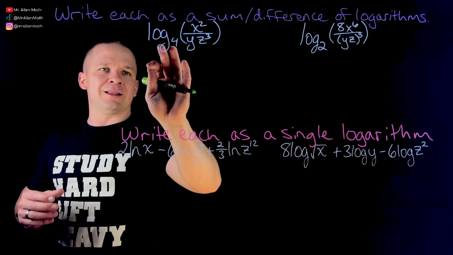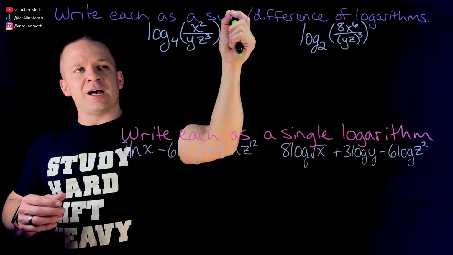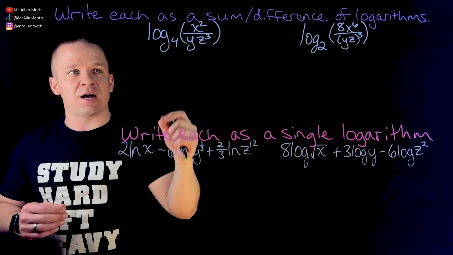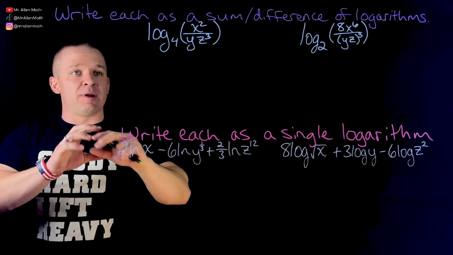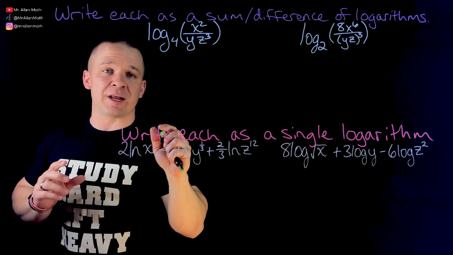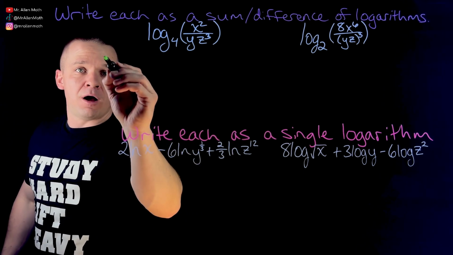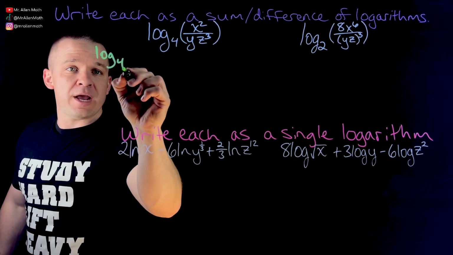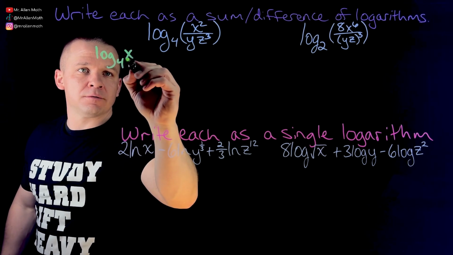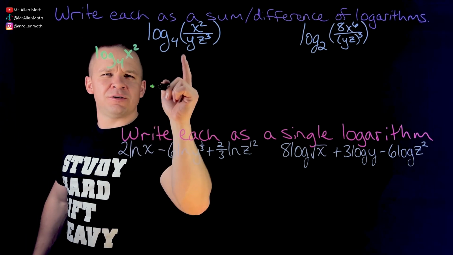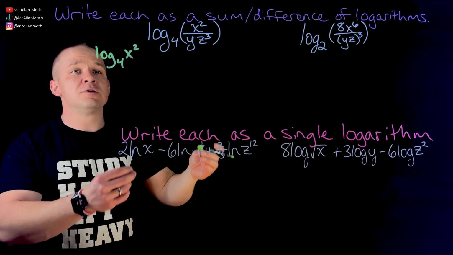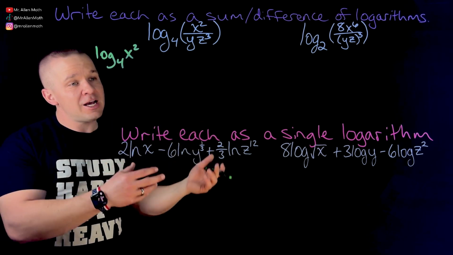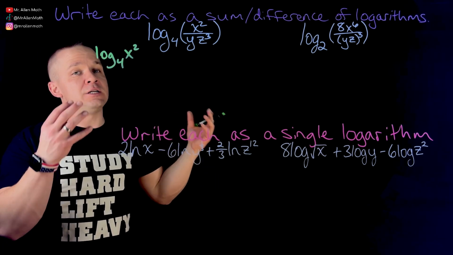So for this first one, I've got log base 4 of x squared divided by y times z cubed. We're going to expand it, basically make it look like these. So I'm going to have a bunch of log base 4s, three of them. So I'm going to have log base 4 of x squared, and then division. What does division expand to? Well, division expands to subtraction, whereas multiplication expands to addition, okay?